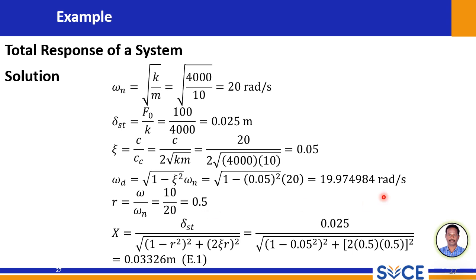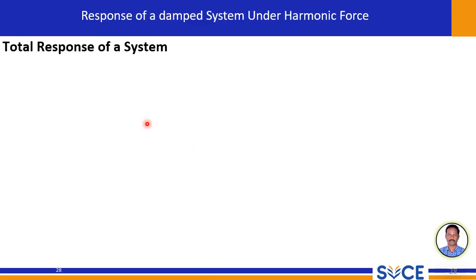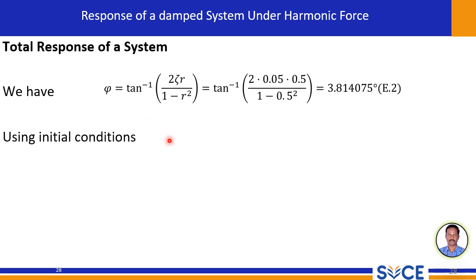Now, using all these values, let me calculate the amplitude of the system. Using this equation, we substitute all the important parameters: static deflection, ratio R, and psi equal to 0.05. We got the displacement value as 0.0332 meters. Let's continue with the solution.